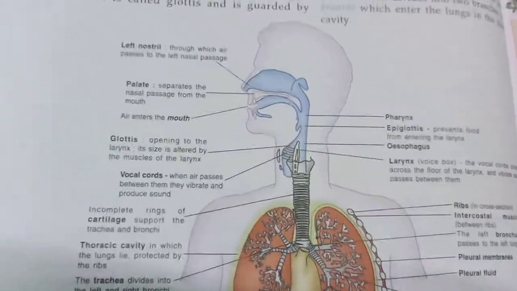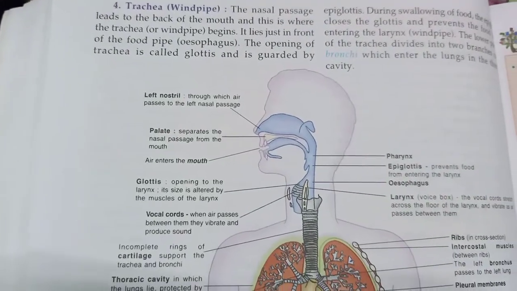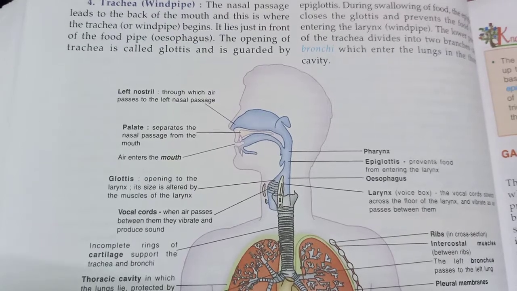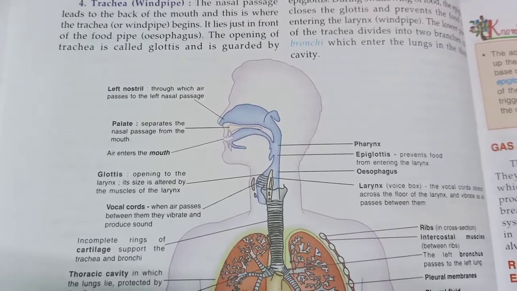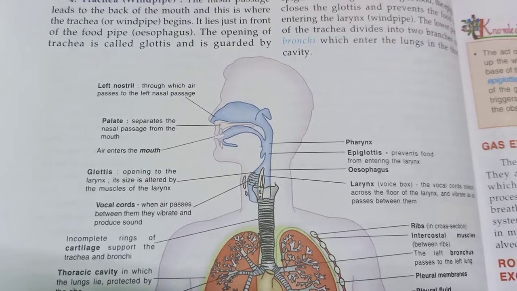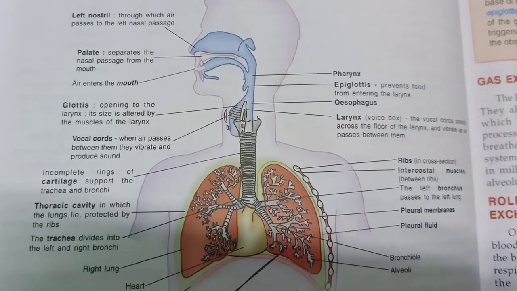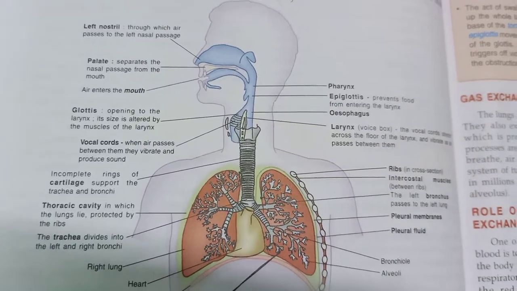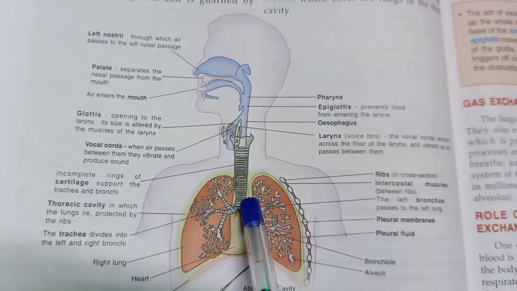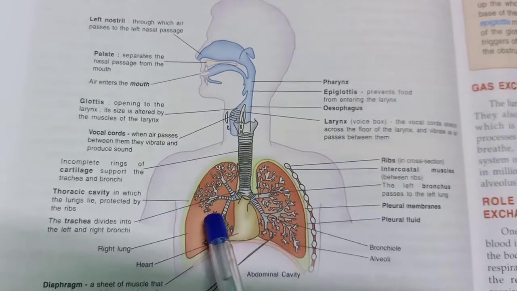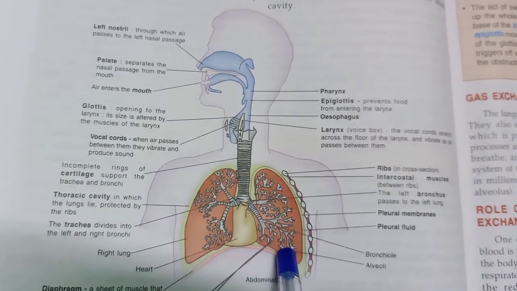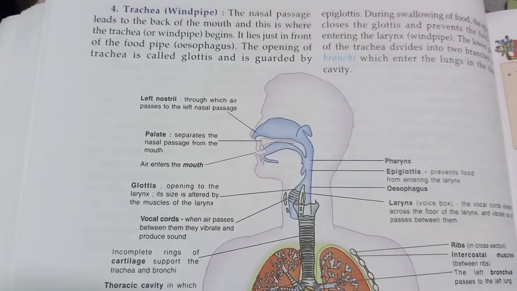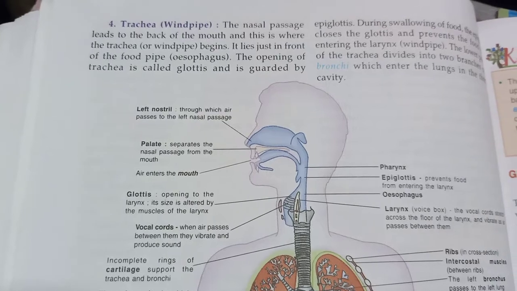Now the next organ is trachea or the windpipe. The nasal passage leads to the back of the mouth, and this is where the trachea or windpipe begins. You can see in the diagram. Here you can see the trachea, and it is divided into two parts, the left and the right bronchi. The opening of trachea is called glottis and is guarded by epiglottis.